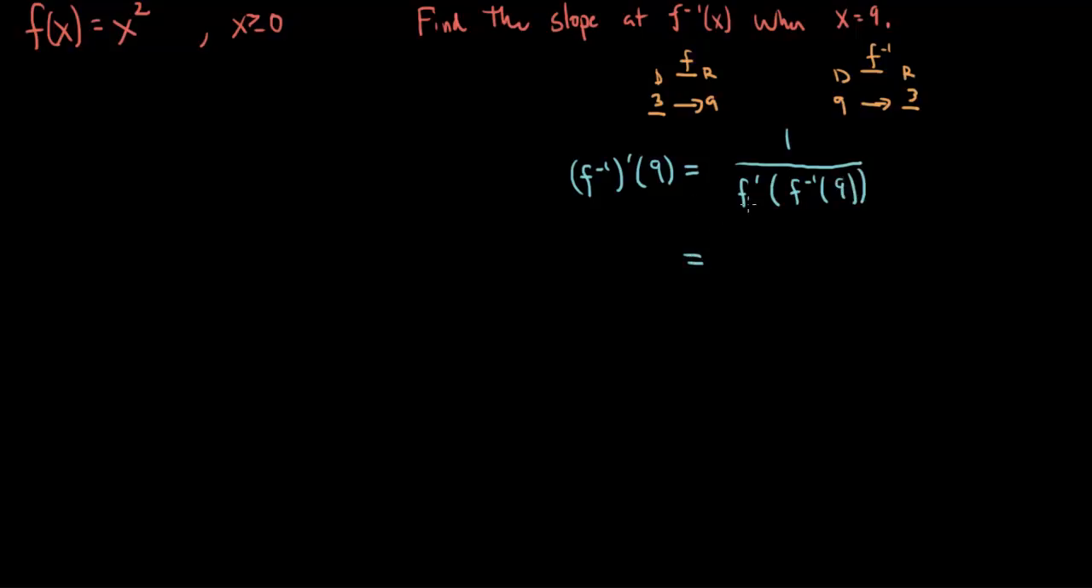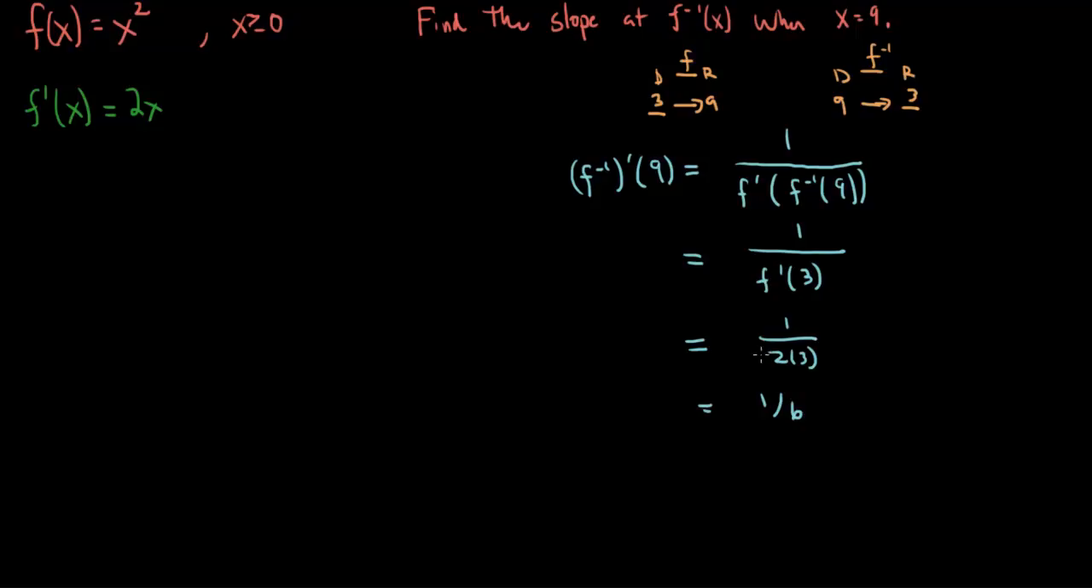equals 1 over f prime evaluated at f inverse of 9. But what did we just find that f inverse of 9 is? f inverse of 9 is 3. So this is 1 over f prime at 3. Well, what's f prime of 3? I guess we could write what f prime is real fast. f prime of x is 2x. Okay, so evaluate 2x at 3, we get 1 over 2 times 3 equals 1 over 6.